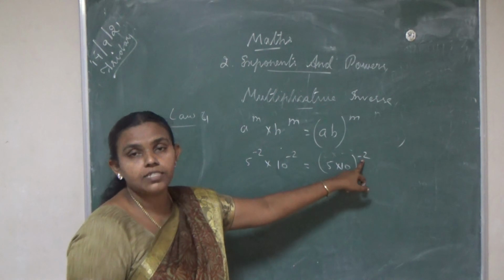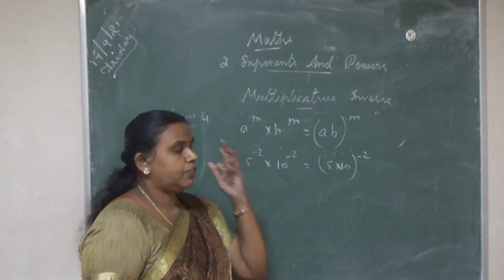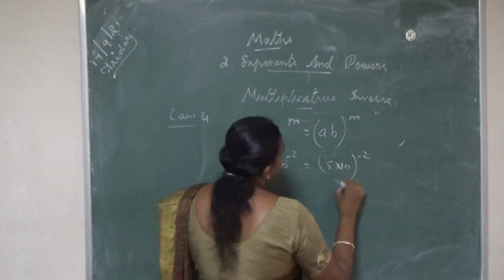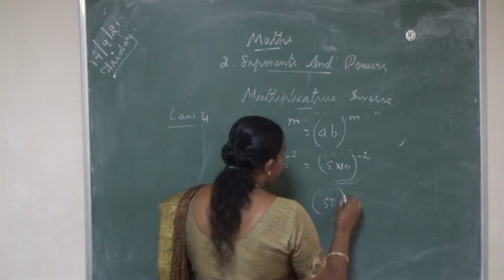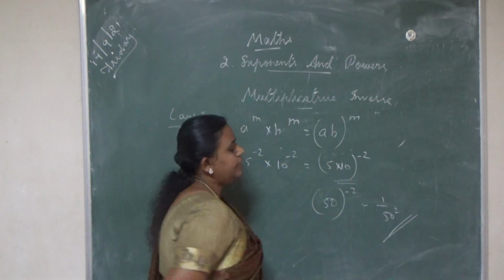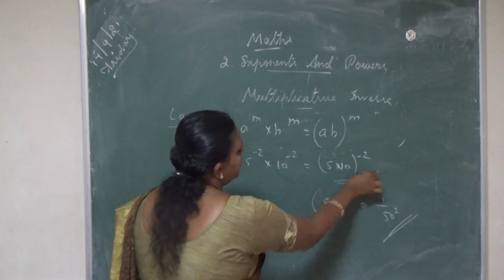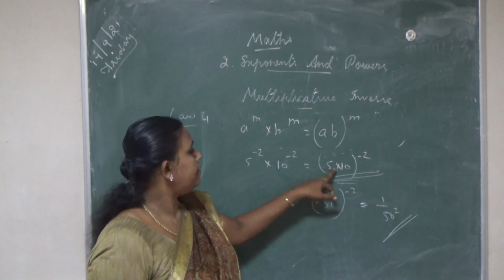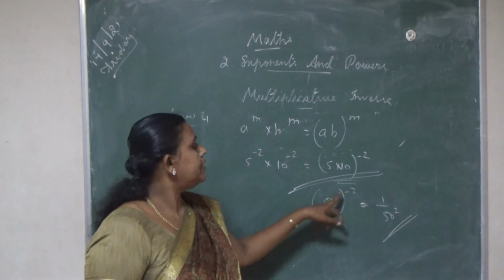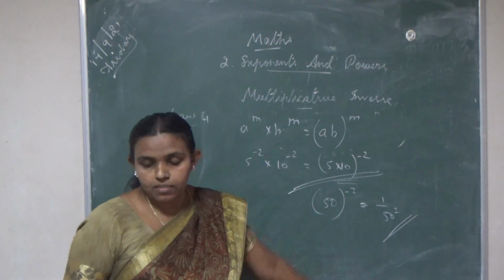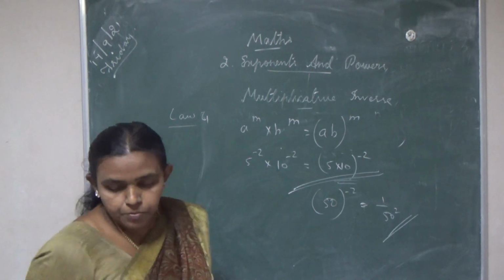So I have this. So a and b, 5 into 10. You can write 50 power minus 2, or you can stop here. 50 the whole power minus 2 or 1 by 50 square, whatever you can write. Or you can stop here also. Don't get confused. If you have doubt, you can stop with 5 into 10 the whole power minus 2 or 50 the power minus 2. If you want positive exponents, you can write like this. Then today's last problem.